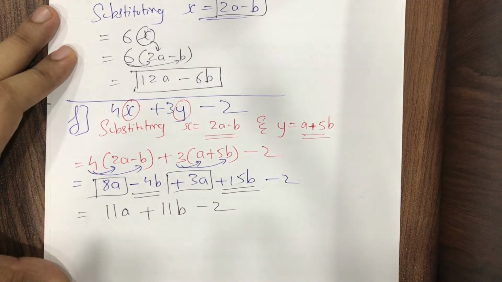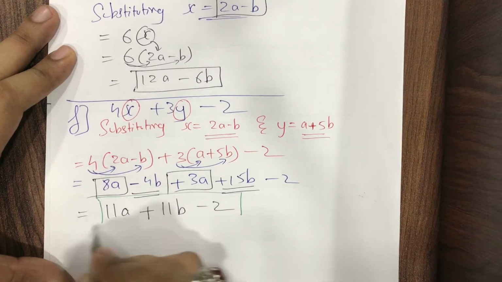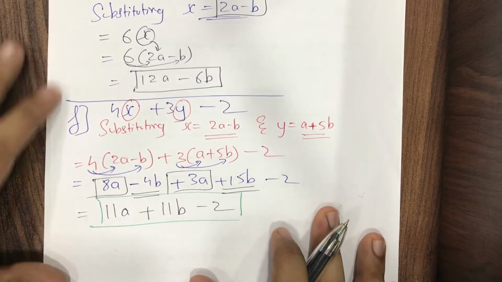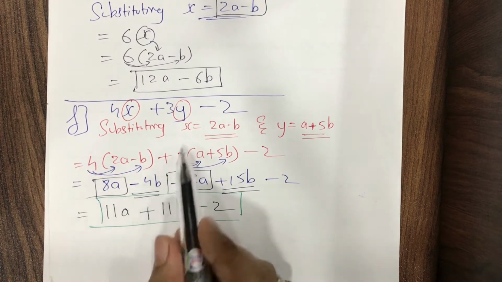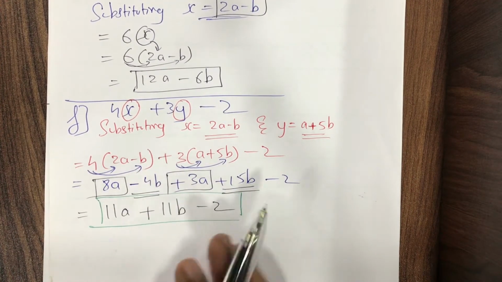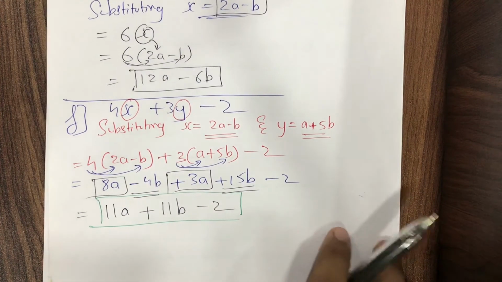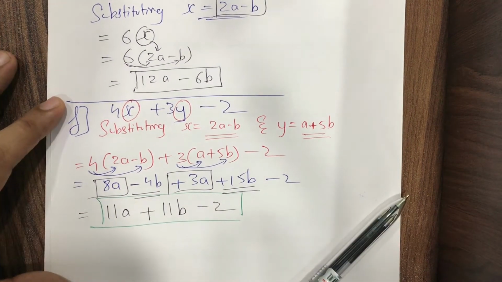That's it, students. So now this is our final answer in terms of a and b. You have to leave lines between every step. Put proper equal to signs and leave lines between every step. Presentation matters a lot. Please pause the video, students, and complete this question.